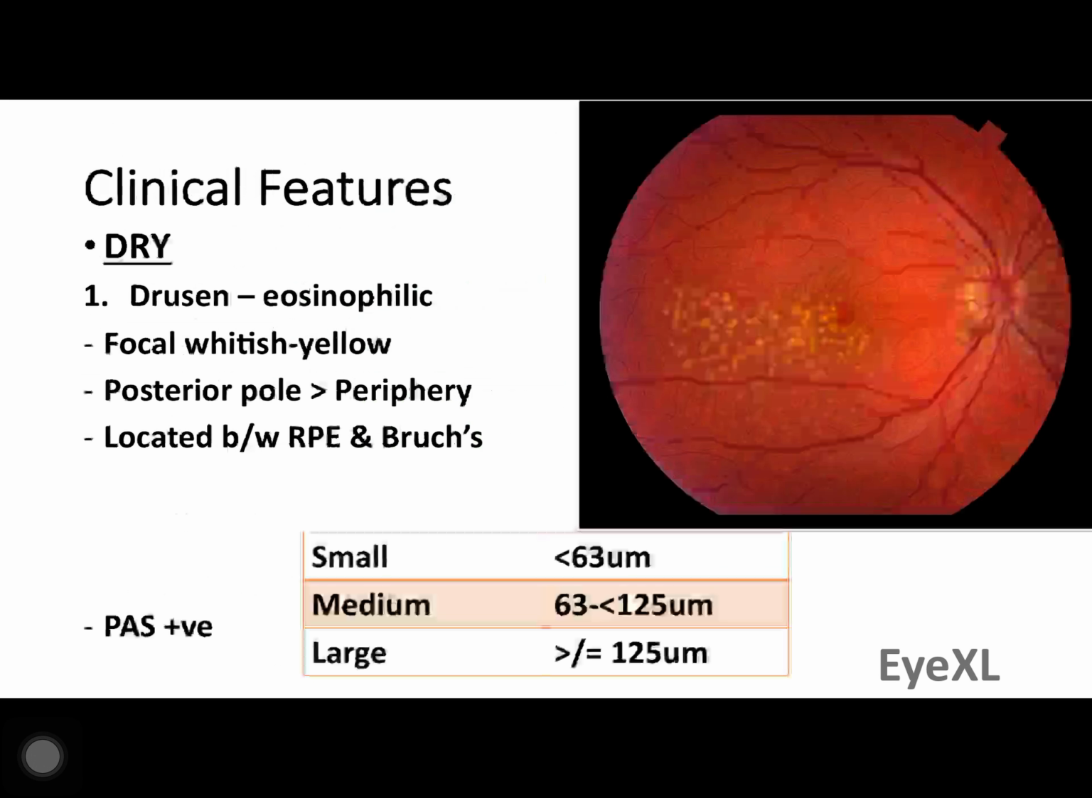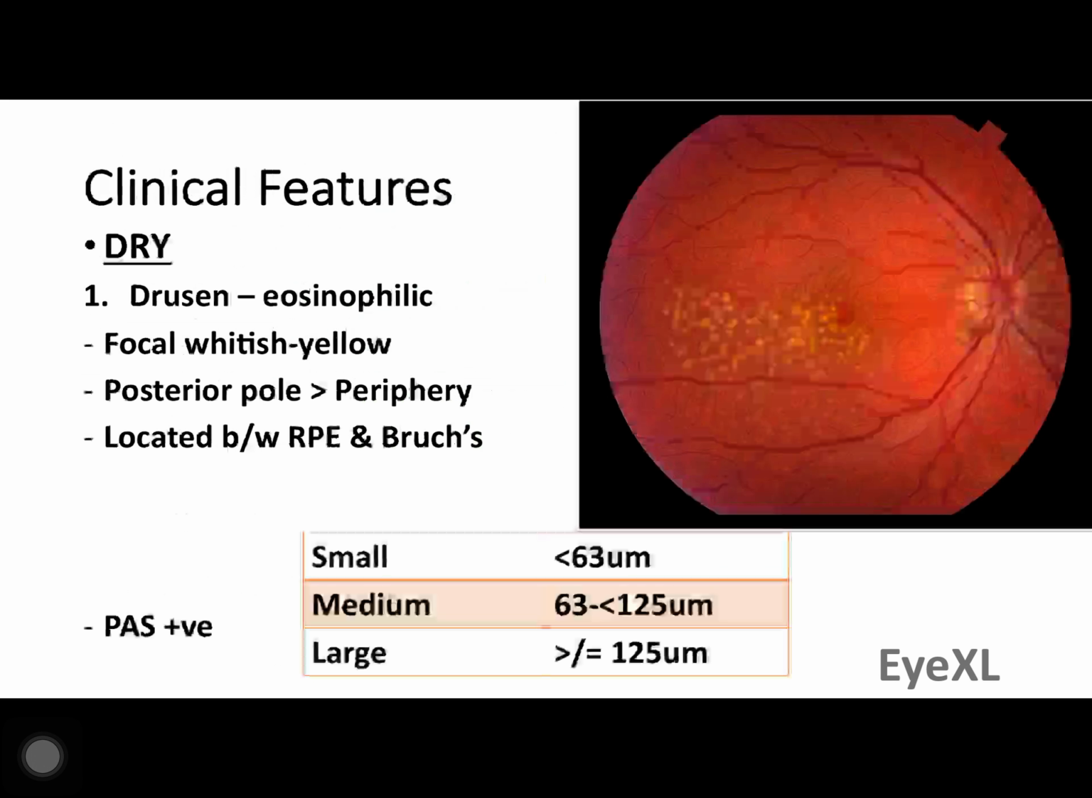Depending on the size, they are classified as small, medium, or large. Small is less than 63 micrometers, medium is more than or equal to 63 and less than 125 microns, and large is more than or equal to 125 microns. It is not physically possible to measure these. These are experimentally found values.